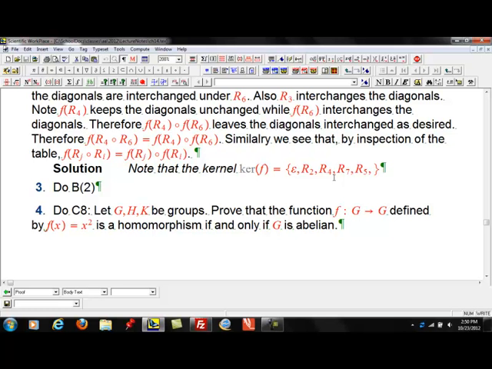But if you went A to B and then B to C, that took diagonal 1 back to itself. Going from A to B takes diagonal 1 to diagonal 2, and then B to C takes it back to diagonal 1. So you're checking which of these operations, R1 through R7 or the identity, leave the diagonals where they are. Does that make sense? Did that answer your question?